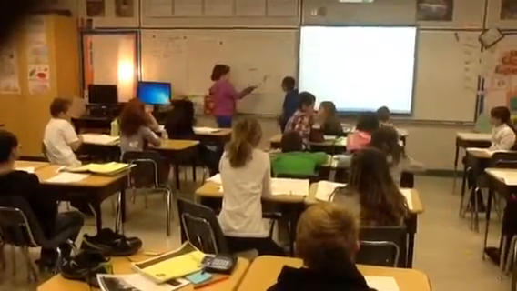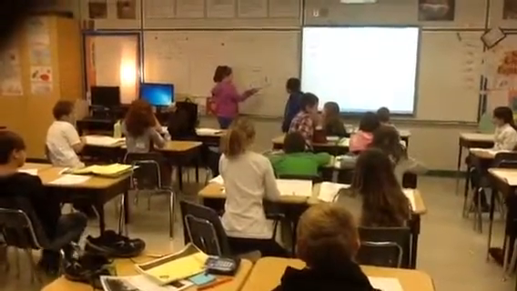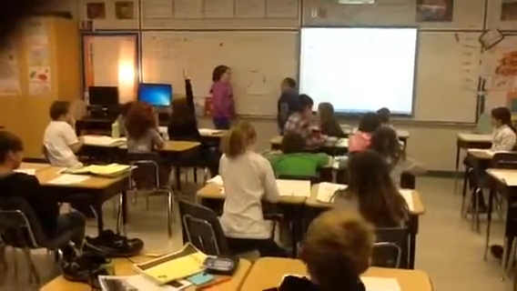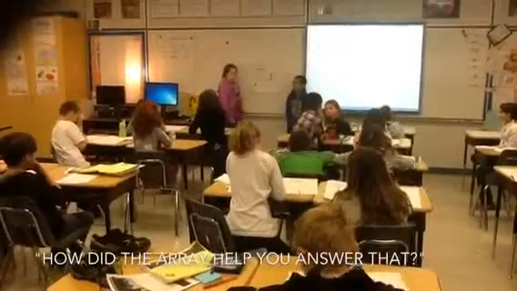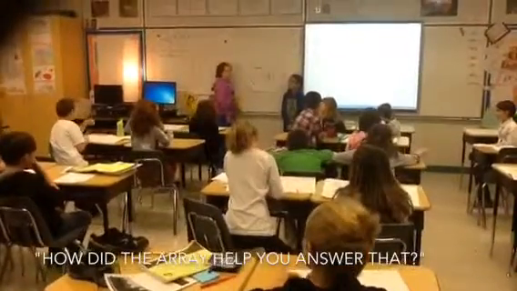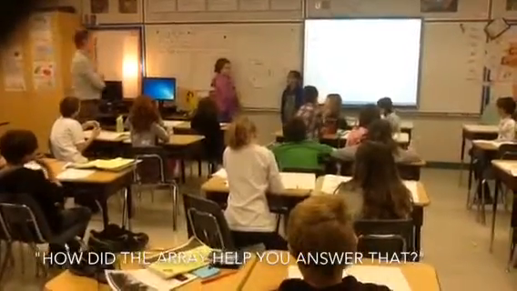So we added them all up and we got 730. No. Okay, put your hand down. So grade 5, Michael and Marissa have 738. So, how did the array help you answer that?